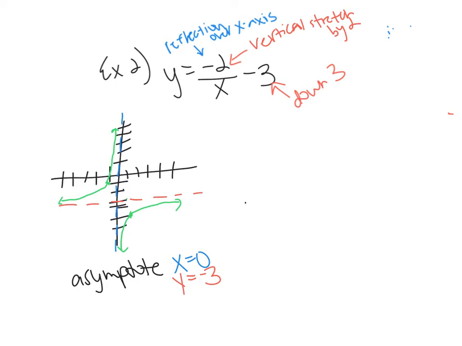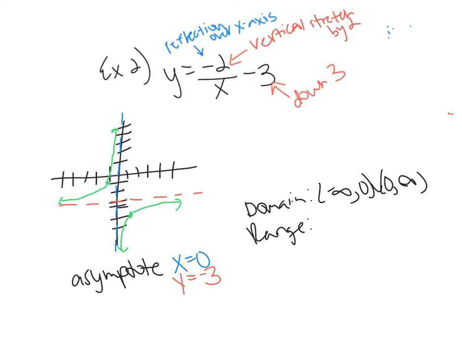So what would our domain be? Domain is everything except your vertical asymptote. So this would be negative infinity to 0, unioned with 0 to infinity. And range is everything except your horizontal asymptote. So this would be negative infinity to negative 3, unioned with negative 3 to infinity. And that is our graph of y equals negative 2 divided by x, minus 3.